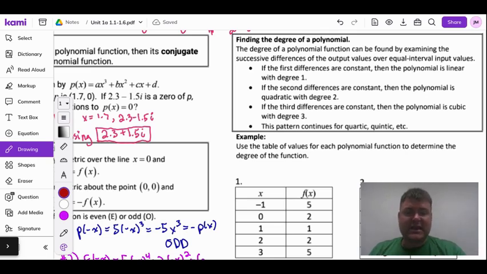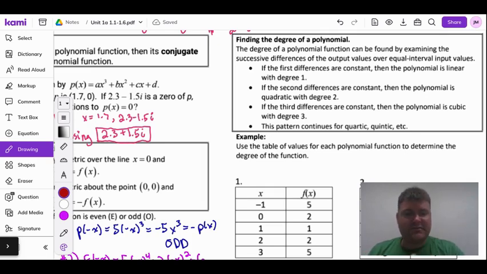If the second difference is constant, so the first difference is not constant, and then we keep going, the second difference is constant, then that means that we have a quadratic. That means that the rate of change of the rate of change is constant, which is really talking about concavity as well.